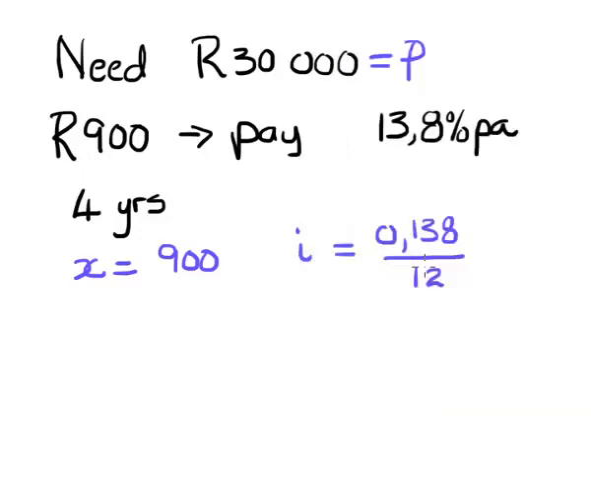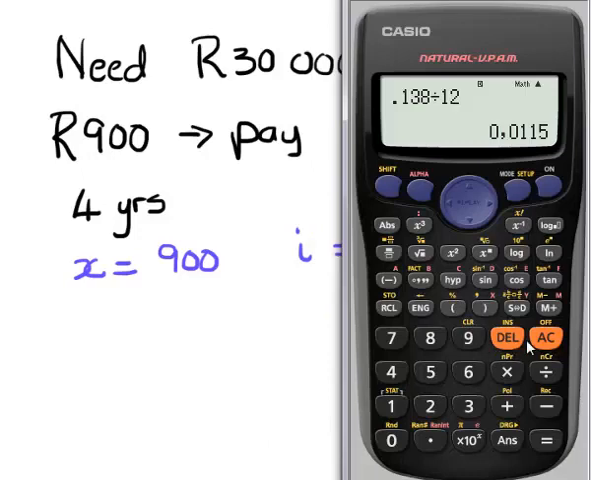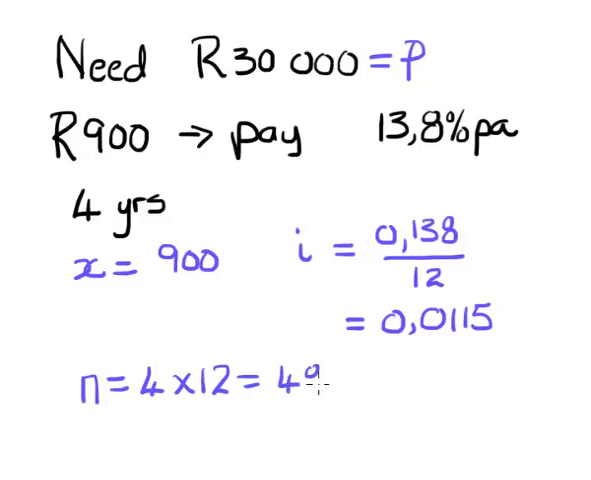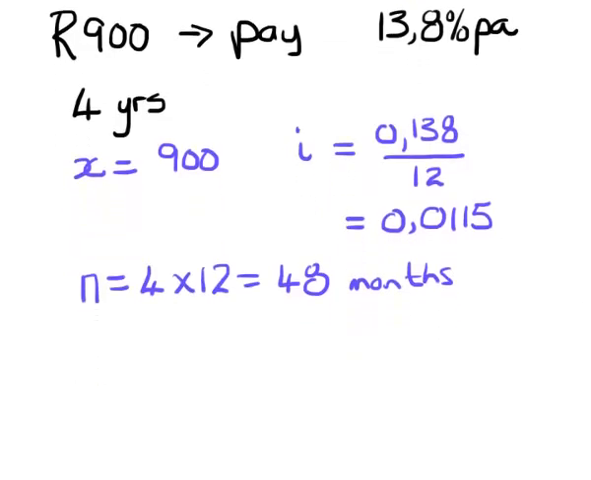So it's going to be 0.0115. Okay, and our N value, she wants to pay it off in 4 years. So we've got to go 4 times 12 gives us 48 months. Okay, now we're ready to sub into our formula and calculate whether she's going to have enough.